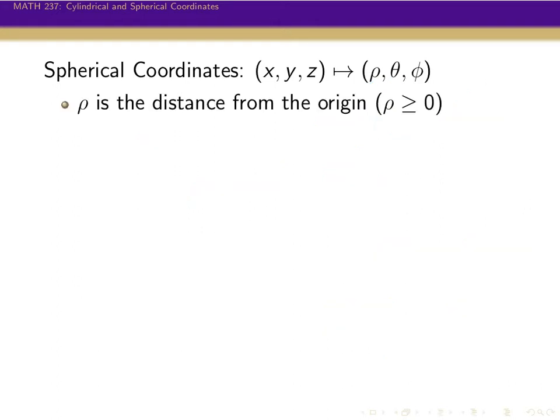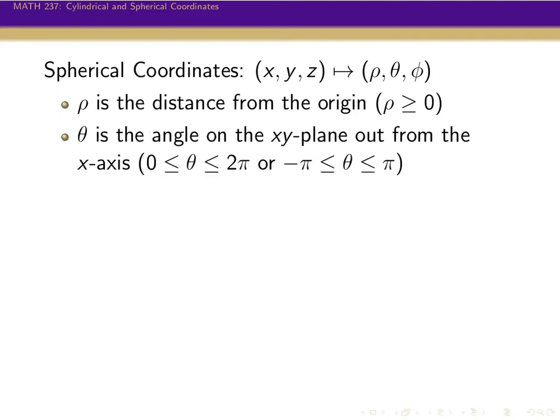Okay, so let's write these out. Rho is the distance from the origin, and so rho is always going to be at least 0 or bigger. Theta, the same theta as in polar, is the angle on the xy plane out from the x-axis, and so usually theta is going to go from 0 to 2 pi or minus pi to pi, depending on what you need.